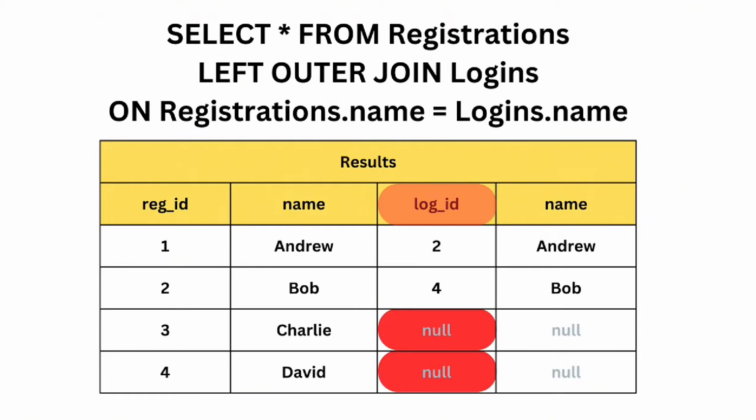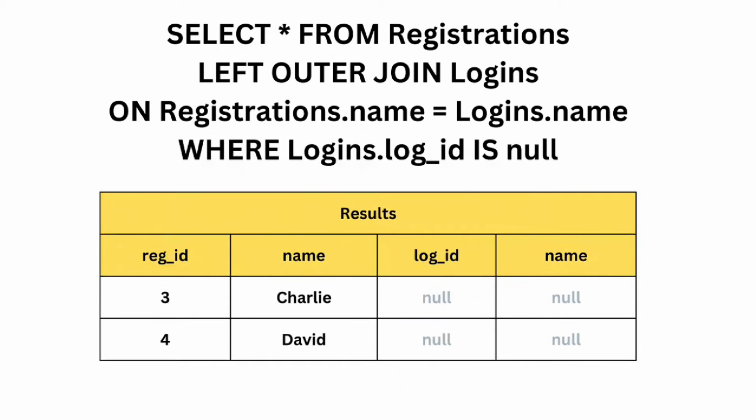So, recall this was our previous query. This is just the left outer join, registrations and logins. And what we're going to do here is, if we take a look at the login ID column, we notice we have those null values. So what we're going to say here is go ahead and grab where logins.logid is null.